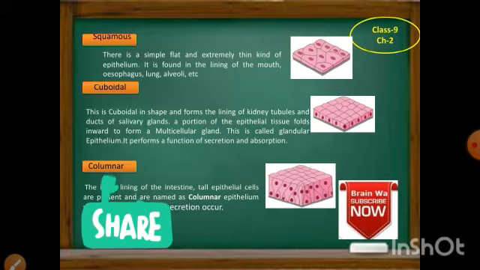Now we will learn about the epithelial tissue squamous. There is a simple, flat, and extremely thin kind of epithelium. It is found mainly lining of the mouth, esophagus, lung, and alveoli. The squamous, cuboidal, and columnar are the basis of unilaminar. They are categorized into unilaminars and multilaminars.